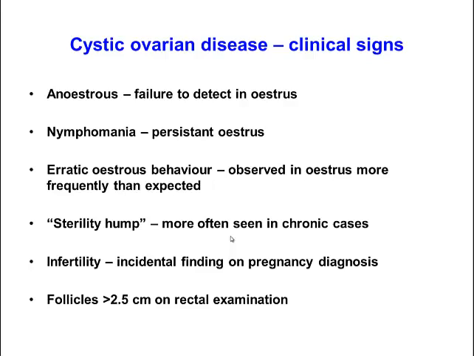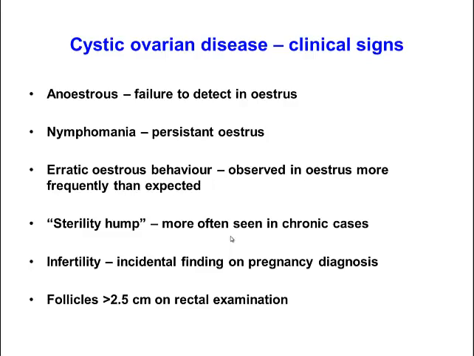In some cases where they've been cystic for a long period of time, they can develop what's called a sterility hump. This is due to chronic exposure to high concentrations of estrogen, and you get relaxation of the sacrosciatic ligaments in the sacrum, and you get a more prominent appearing sacrum and base of the tail. And I'll show you a picture of this shortly, and that's associated with chronic exposure to estrogen.